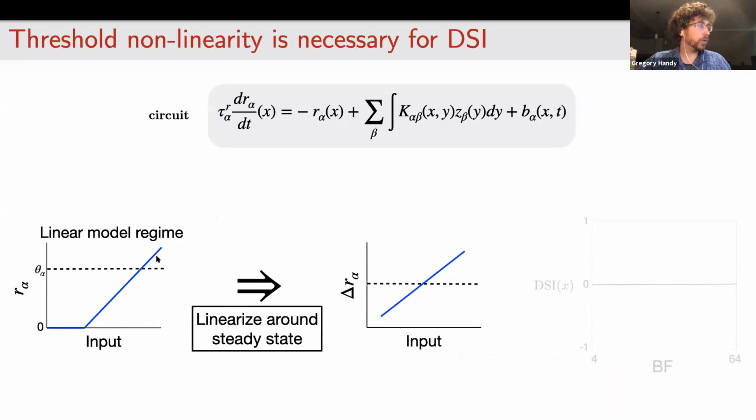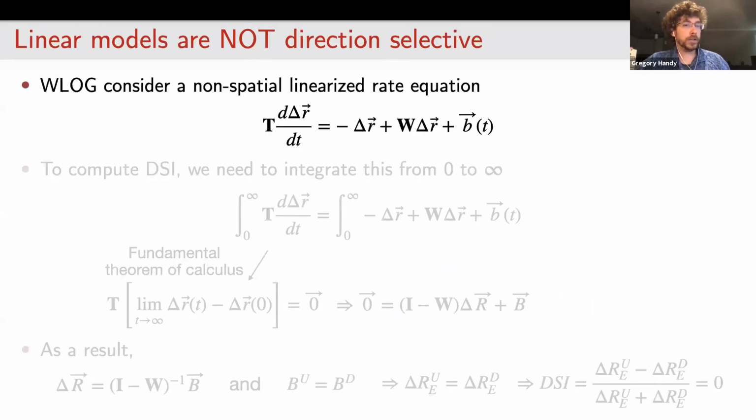If that's the case, if we're up here, we can simply linearize the model now, rerun the simulations, and we see that DSI is completely eliminated. And it actually can be shown that this is always the case. If you have a linear model, DSI is impossible. And the proof is a cute little proof. It's just a couple lines here.